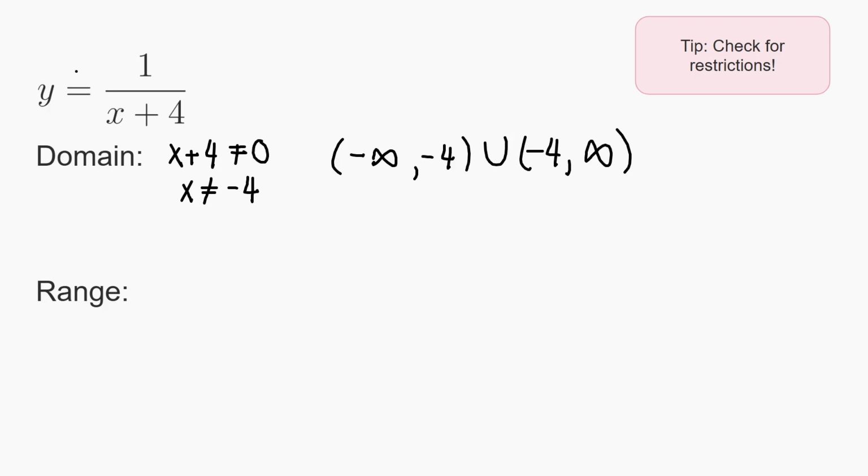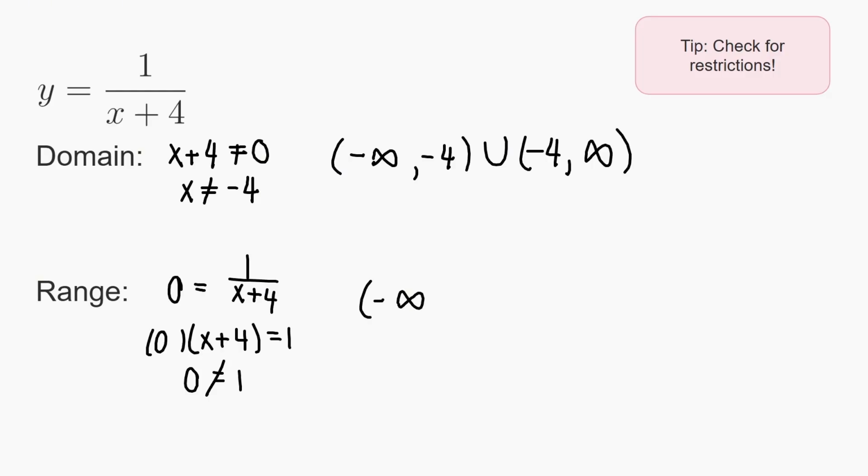If you want to prove it to yourself, you could solve this, right? Let's plug in 0 for y equals 1 divided by x plus 4. So cross multiplying, we have 0 times x plus 4 equals 1. We get 0 equals 1, which is not a true statement, so the range can never be 0. As a result, our range is negative infinity to 0 union with 0 to infinity.